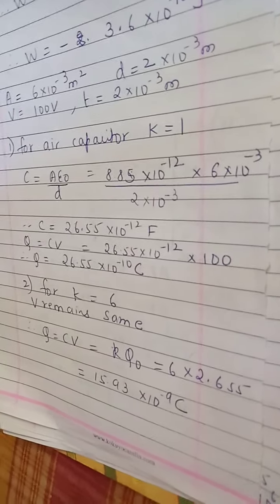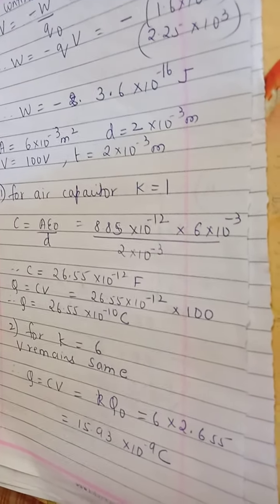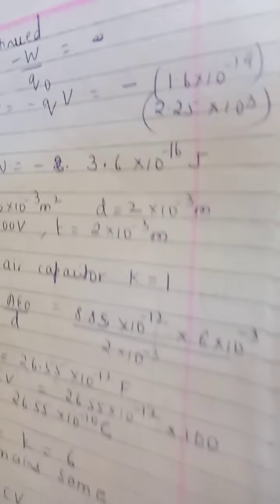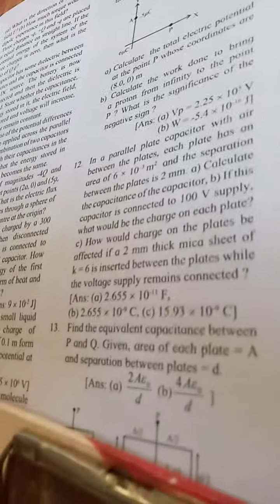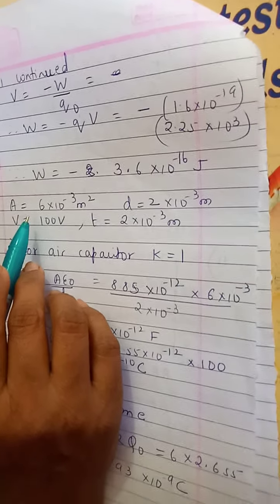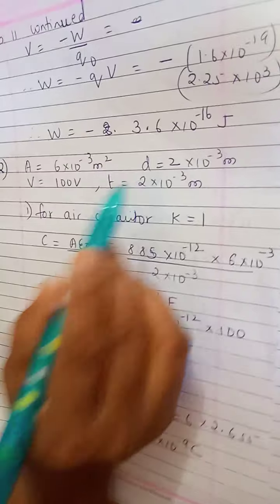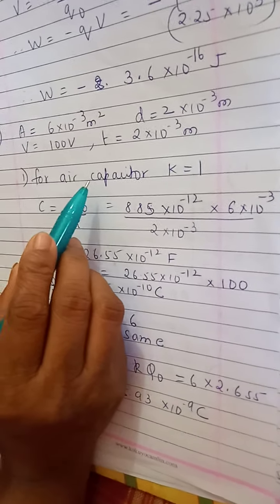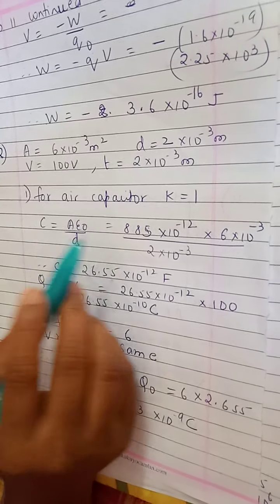Problem number 12. In a parallel plate capacitor with air between the plates, each has an area of 6 into 10 raised to minus 3 meter square. Area is given, 6 into 10 raised to minus 3 meter square, and the separation between the plates is 2 mm. Calculate the capacitance. First, air is the medium, K is 1. Calculate the capacitance. C is equal to A epsilon naught divided by D.